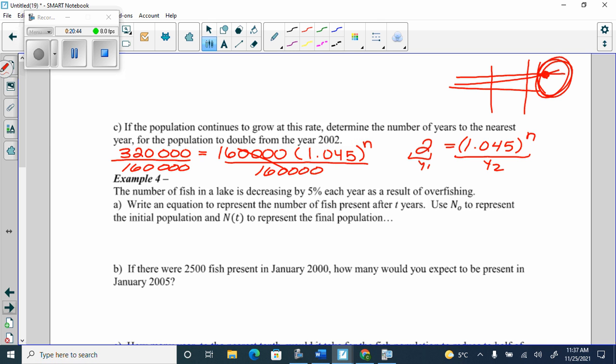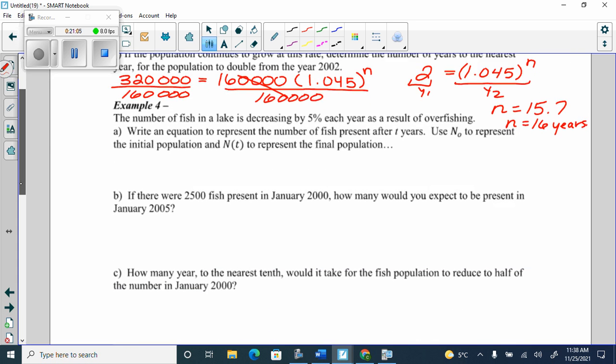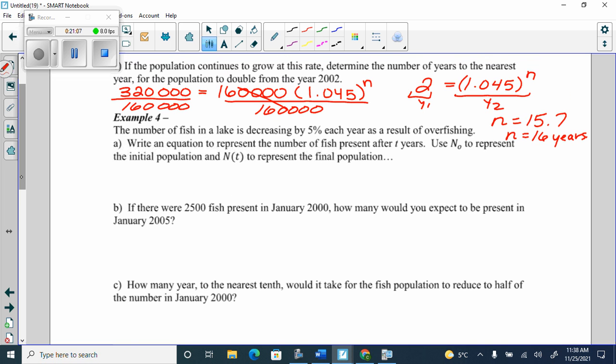And now I can see it crossing. So second, trace, 5, enter, enter, enter, and it gives me 15.7, which is 16 to the nearest. I want you to try example 4 on your own, and if you're struggling with your calculator.